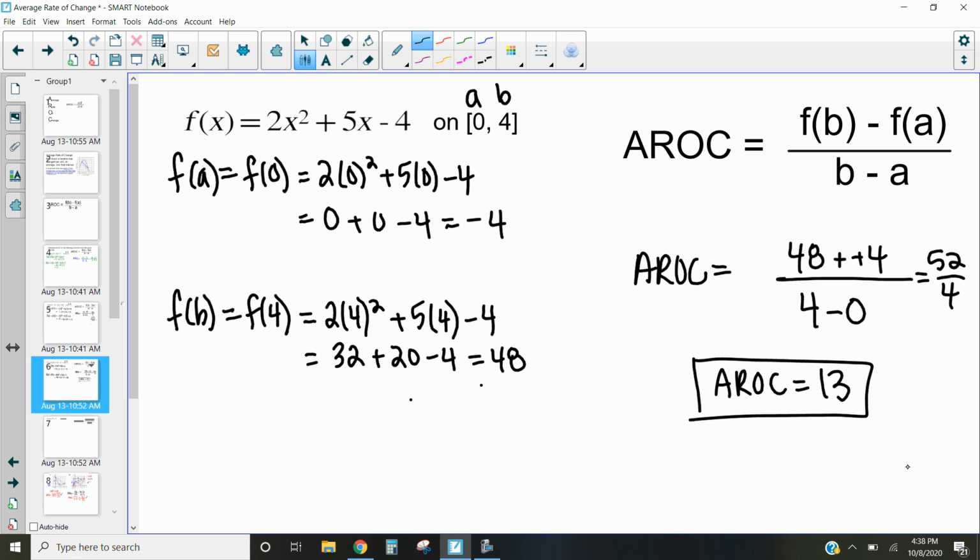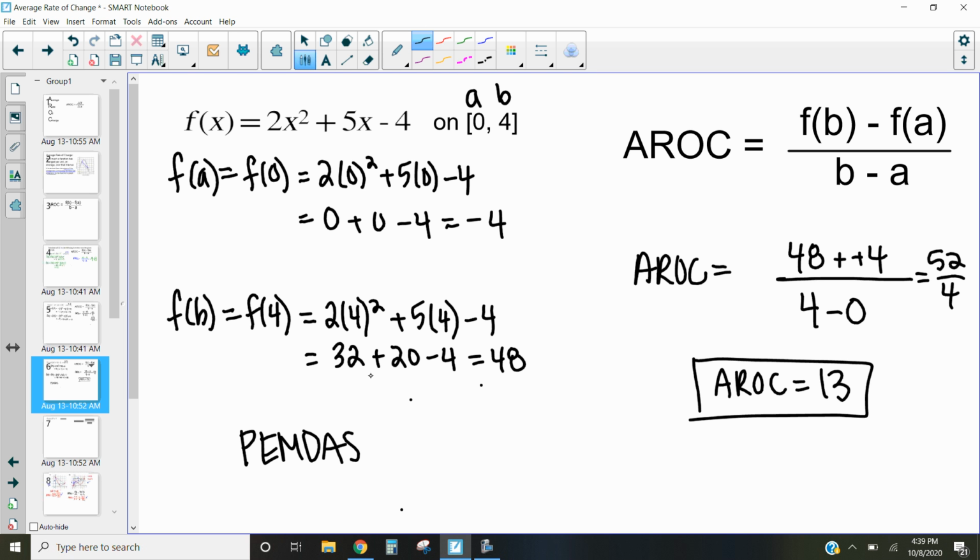A common mistake that people make when there's a number in front and an exponent is they like to do 2 times 4 squared first. But remember that we have to follow our order of operations here. So we do need to do 4 squared, which is 16, times 2 to get 32. So we end up getting 48. Then as we substitute that into our average rate of change equation, we get 48 minus negative 4, which really is like plus 4, divided by 4 minus 0. That simplifies to 52 over 4, which is 13.